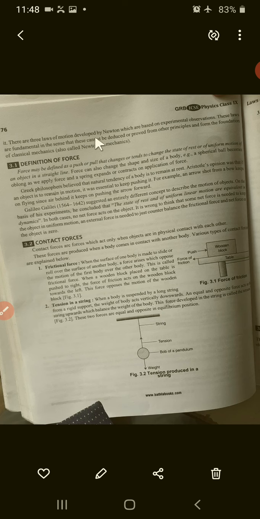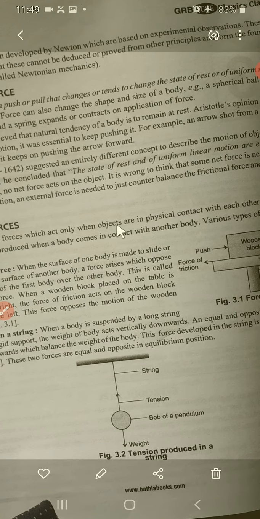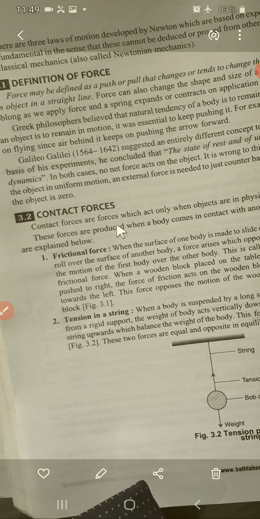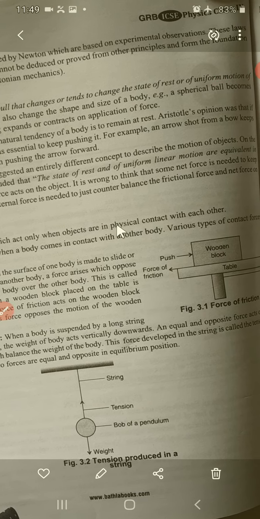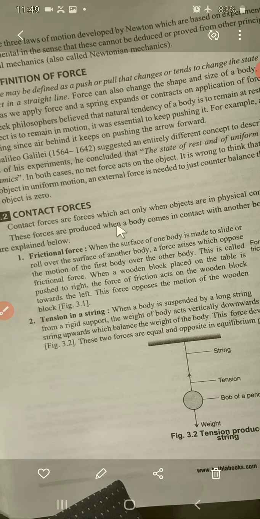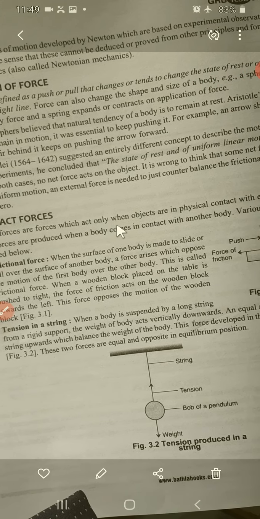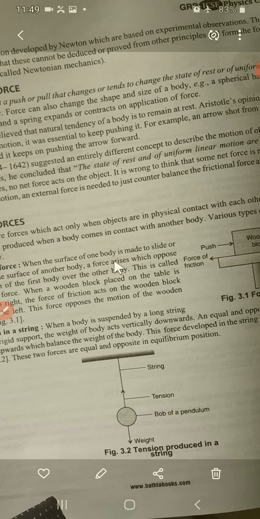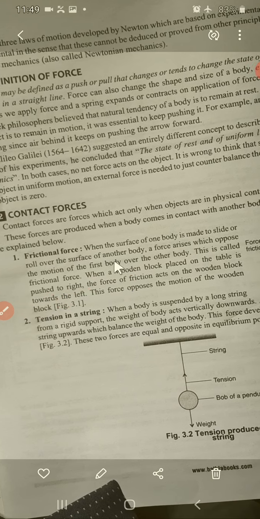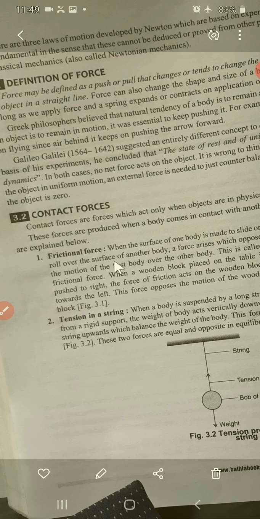Okay, students? And how many kinds of forces are there? First, contact forces, and second, non-contact forces. How can we define contact force? Contact forces are forces which act only when objects are in physical contact with each other. These forces are produced when a body comes in contact with another body. Various types of contact forces are explained below.